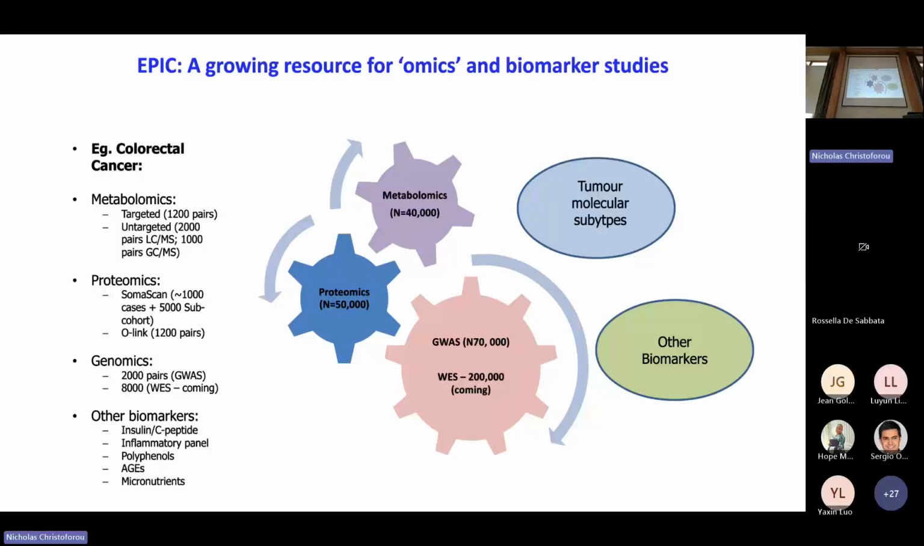We now have a new collaboration, hopefully with Regeneron, which looks like it's going to provide whole exome sequencing around 200,000 of the participants. But we do have a growing volume of omics data within the cohort. So we have around 40,000 participants with metabolomics, around 50,000 proteomics, and that's growing. And then on the left, as an example, colorectal cancer: you can see the numbers we have for incident colorectal cancer cases. So, fairly substantial numbers.